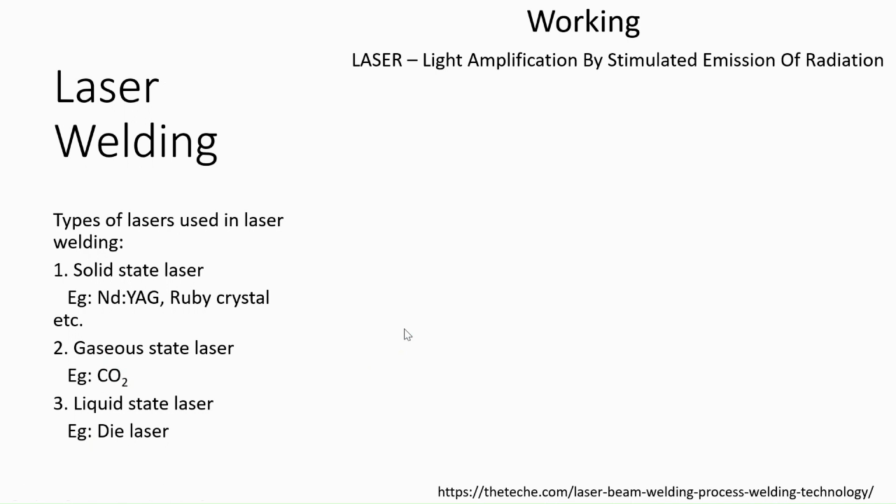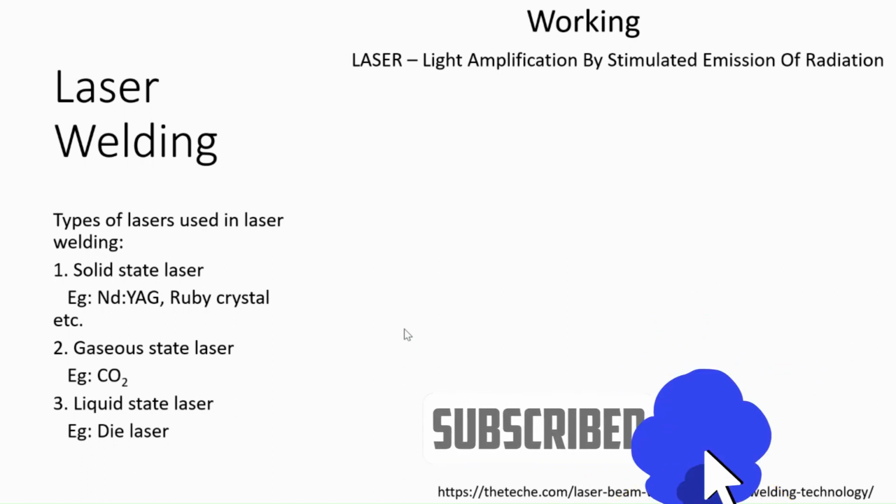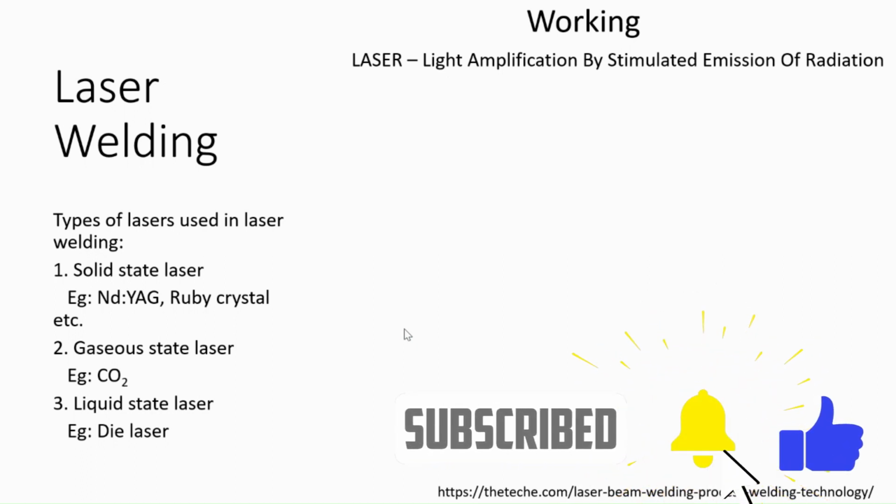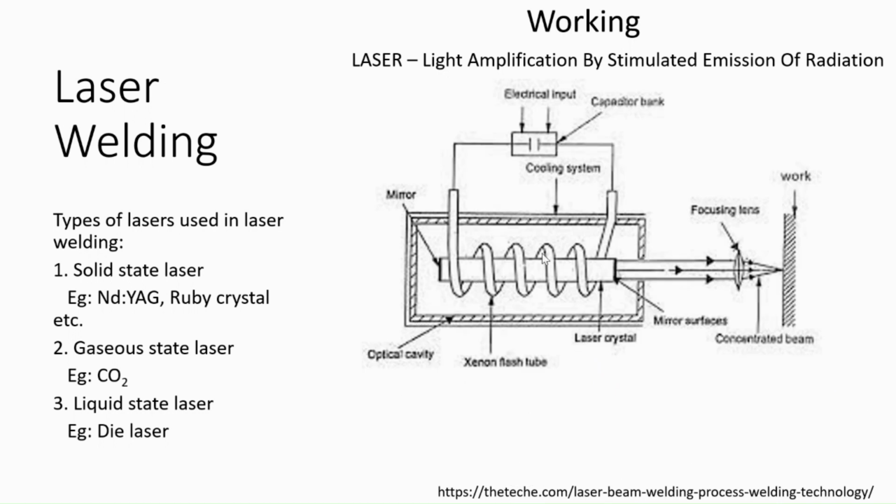What is a laser? Laser is light amplification by stimulated emission of radiation, and this laser light is monochromatic and also coherent. In the working of a laser, you have an electrical input, and you give that electric input to a xenon gas tube which is surrounding a laser crystal. This can be a ruby crystal, Nd:YAG, or CO2, depending on what laser material you're using.